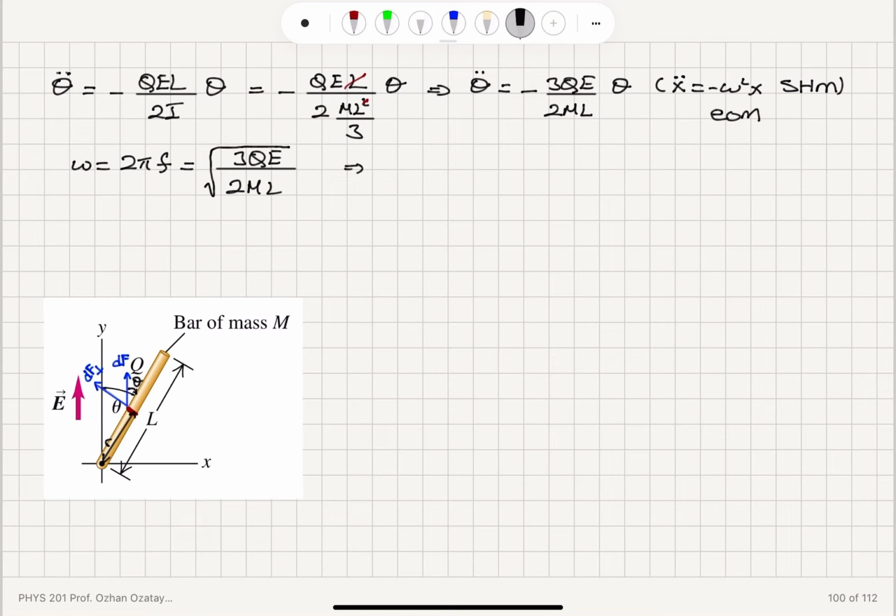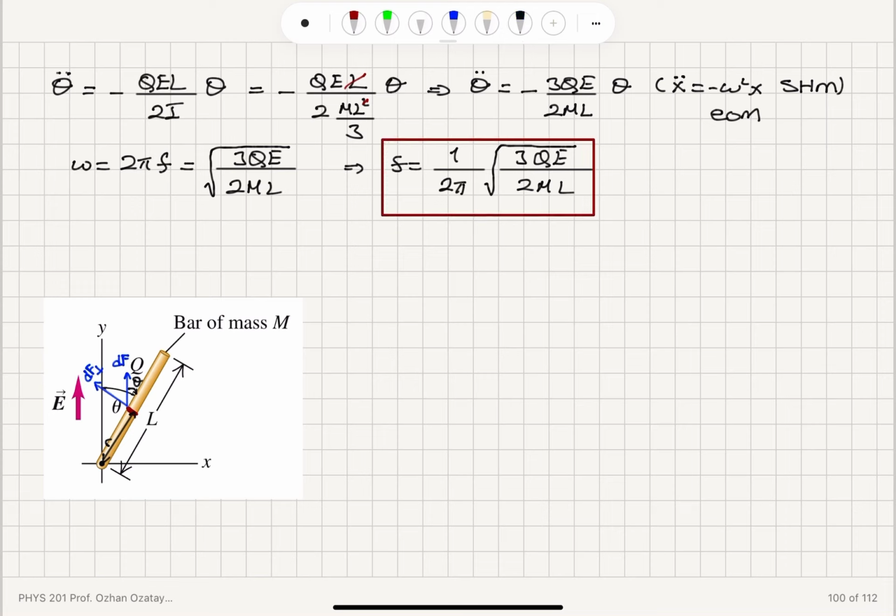So that means the frequency of the oscillations will be 1 over 2 pi times omega, which is the square root of 3QE over 2ml. So this is our final answer. This is one way to solve this problem using the energy approach.